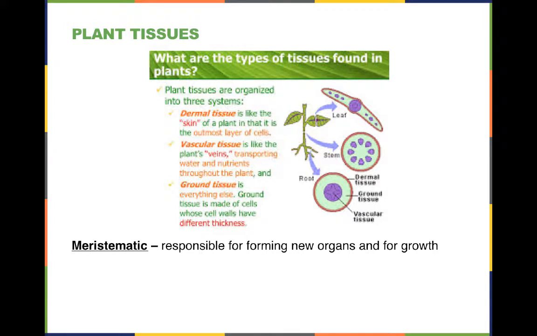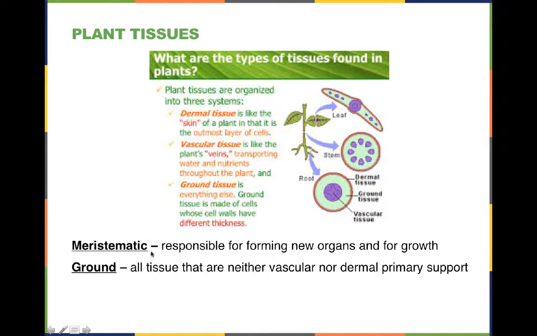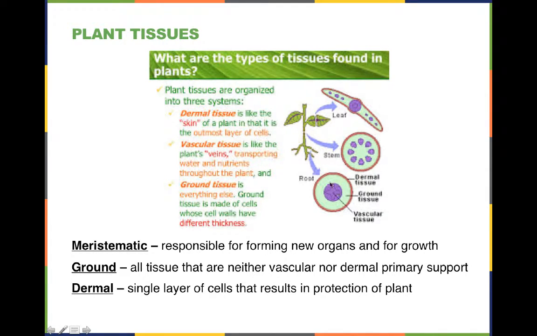Now, when you think about the types of tissues that you can find inside a plant, one is known as meristematic. And meristematic tissues are responsible for the reproduction of new organs and for healing. Ground tissue is all the tissue that does not belong to the vascular aspect of the plant or the dermal aspect of the plant. So you have ground tissue, which is primarily supportive tissue. Then the dermal aspect is on the outside of the plant, which much like the dermis and epidermis of the human skin, protects the plant from water and various other insults from the environment.